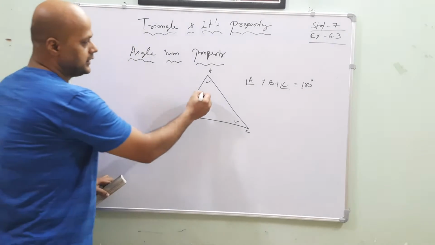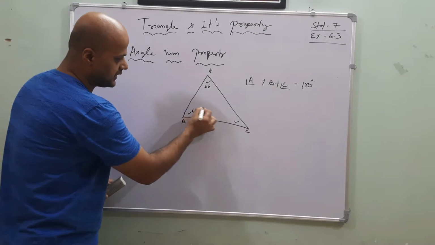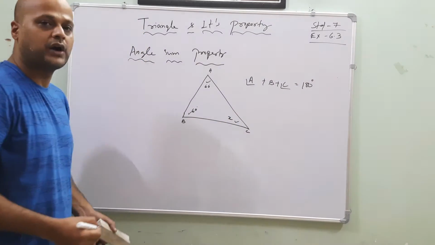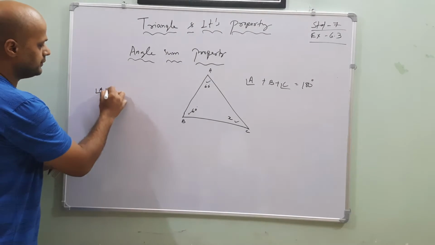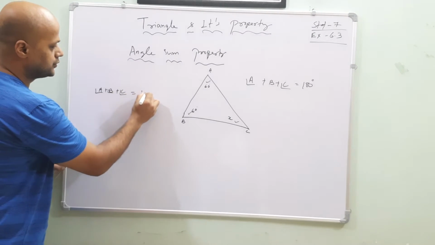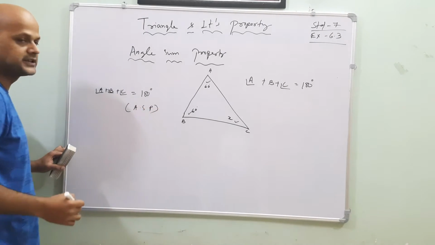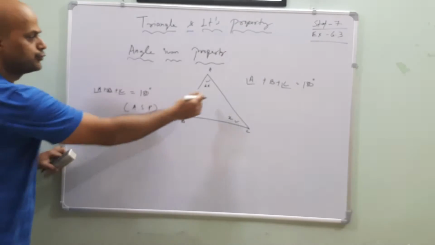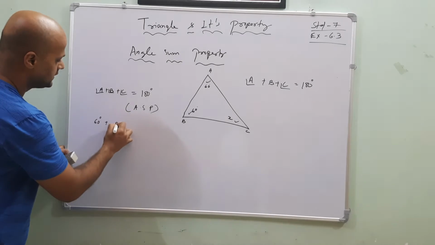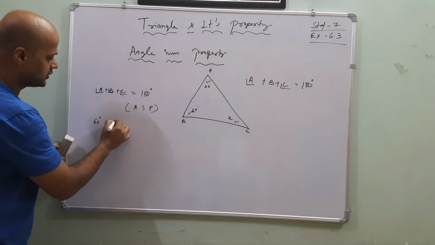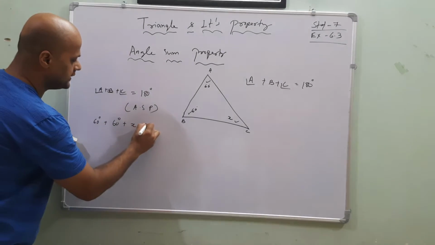Remember this one. If two angles are given, suppose angle A is 60 degree, angle B is 60 degree, and it's asking about angle C. Then what you have to do? Write the statement. Angle A plus angle B plus angle C is equal to 180 degree. Why? Angle sum property, ASP. Okay. Now put the values. Angle A is how much? 60 degree. Angle B is how much? It is also 60 degree. But angle C is not given. So put here X, so the sum is equal to 180 degree.